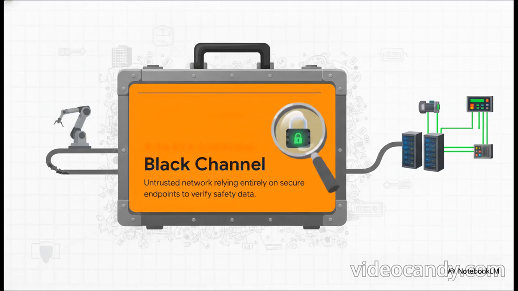Now, in older, traditional safety systems, every single wire, switch, and controller had to be heavily safety rated. But the black channel approach flips that logic completely on its head. It just assumes the underlying communication network is totally untrusted. Think of your standard network cable as a dumb, blind, and totally unreliable courier. But you give that untrusted courier a highly locked, tamper-proof briefcase. Because the network itself isn't trusted, the safety of the entire system relies purely on the secure endpoints verifying that data before anything is allowed to operate.